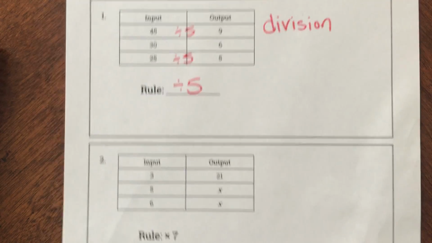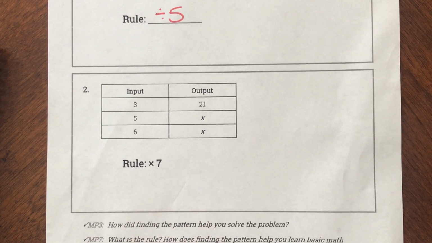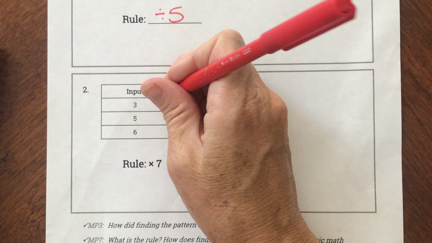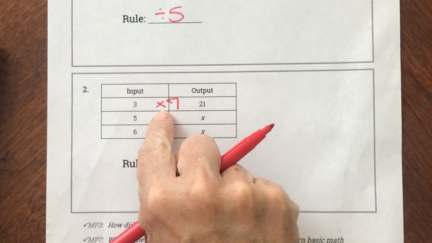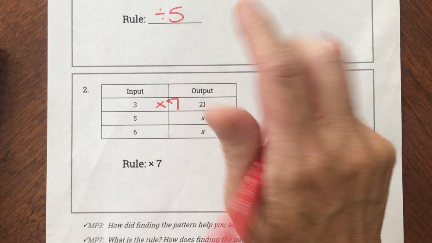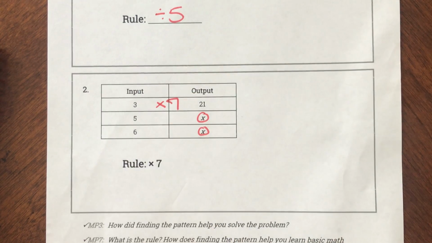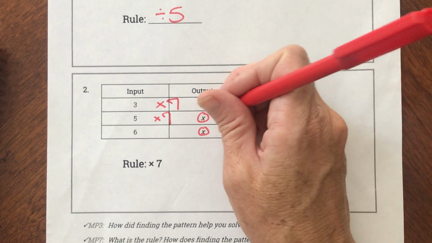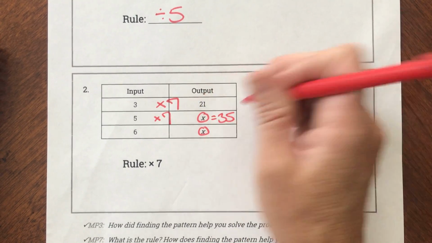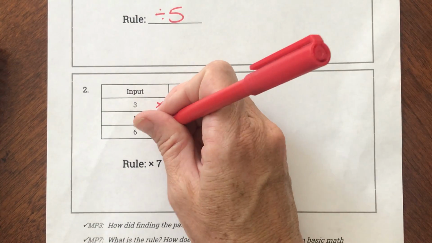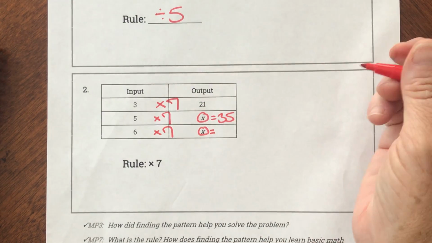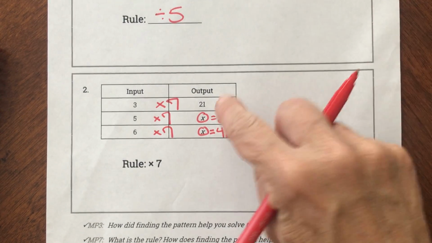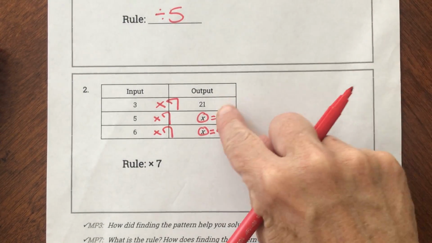Okay, let's look at our number 2. This tells me the rule is times 7. So I know my rule is times 7. 3 times 7 is 21. So they want us to solve for these x's. So 5 times 7 equals 35. And 6 times 7, that's a little bit of a trickier one. 6 times 7 is 42. So my variables equal 35 and 42.